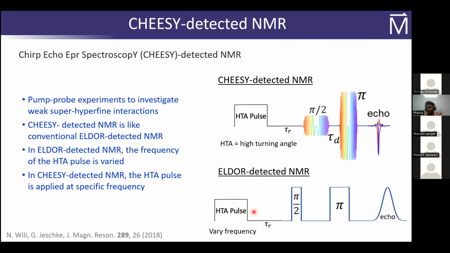And we vary the frequency of this high turning angle pulse. So the difference is here we keep the probe or the pump the same in Fourier transform detected NMR, and you detect the whole spectra. Whereas in the case of LDO detected NMR, you vary the pump frequency and you keep the same probe.